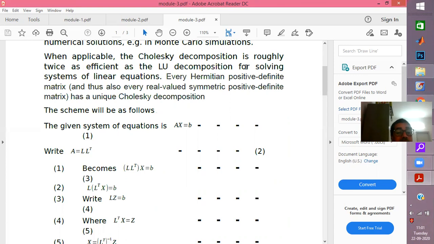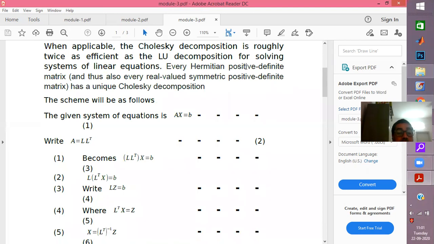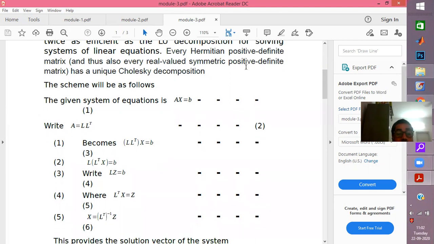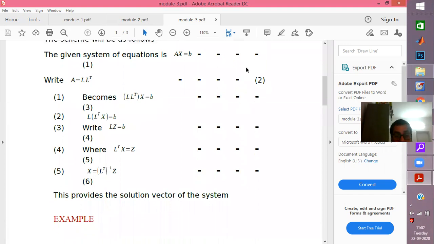Once A is written as L into L transpose, you plug it into the equation Ax = B, and then you get L L transpose X = B. Then without disturbing the order, you just regroup: L multiplied by (L transpose X) = B. This can be written as L Z = B, where Z is nothing but L transpose X. If you want to extract X out of this, it is X = (L transpose) inverse Z. This is a very straightforward thing to understand, and this provides a solution to the system of equations.